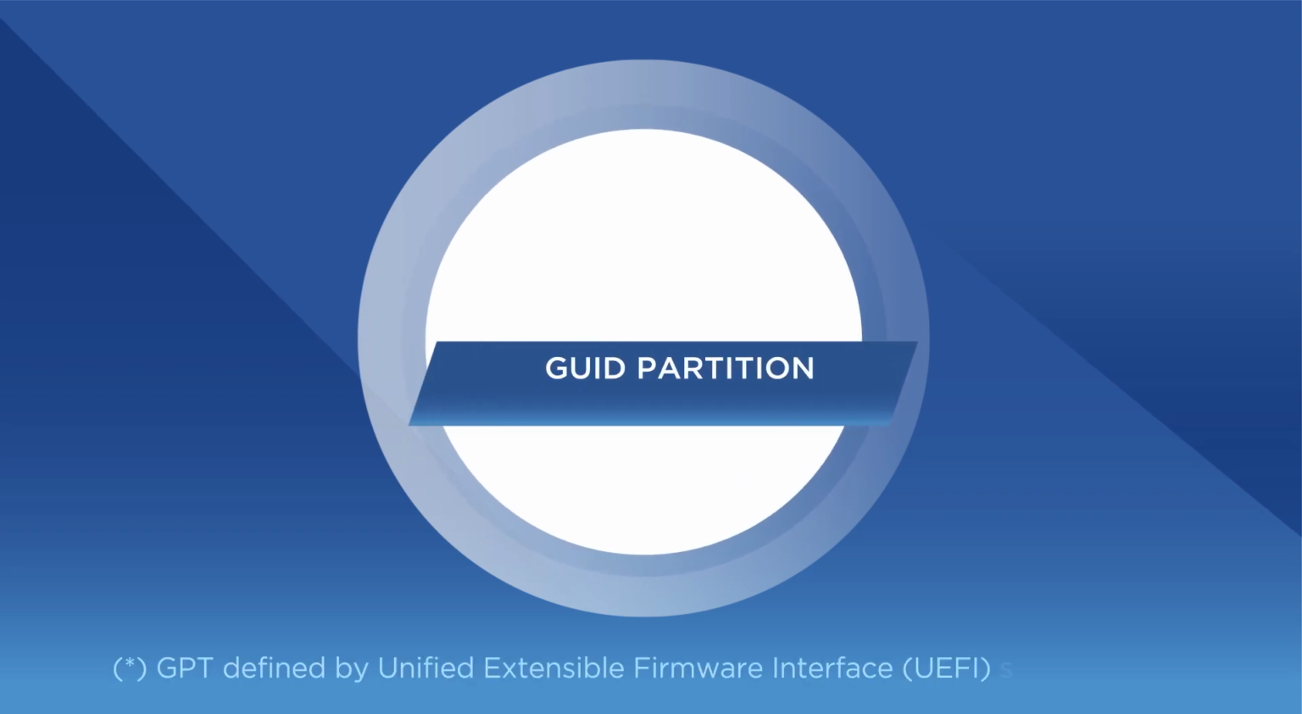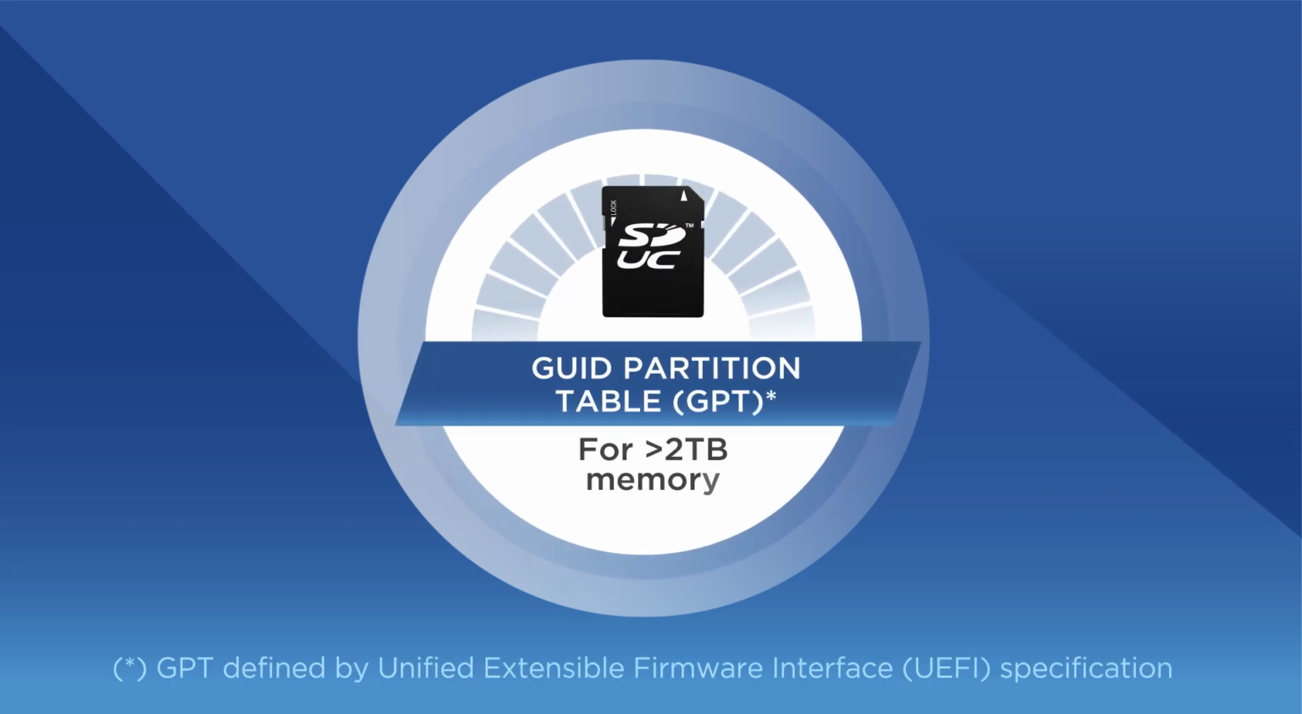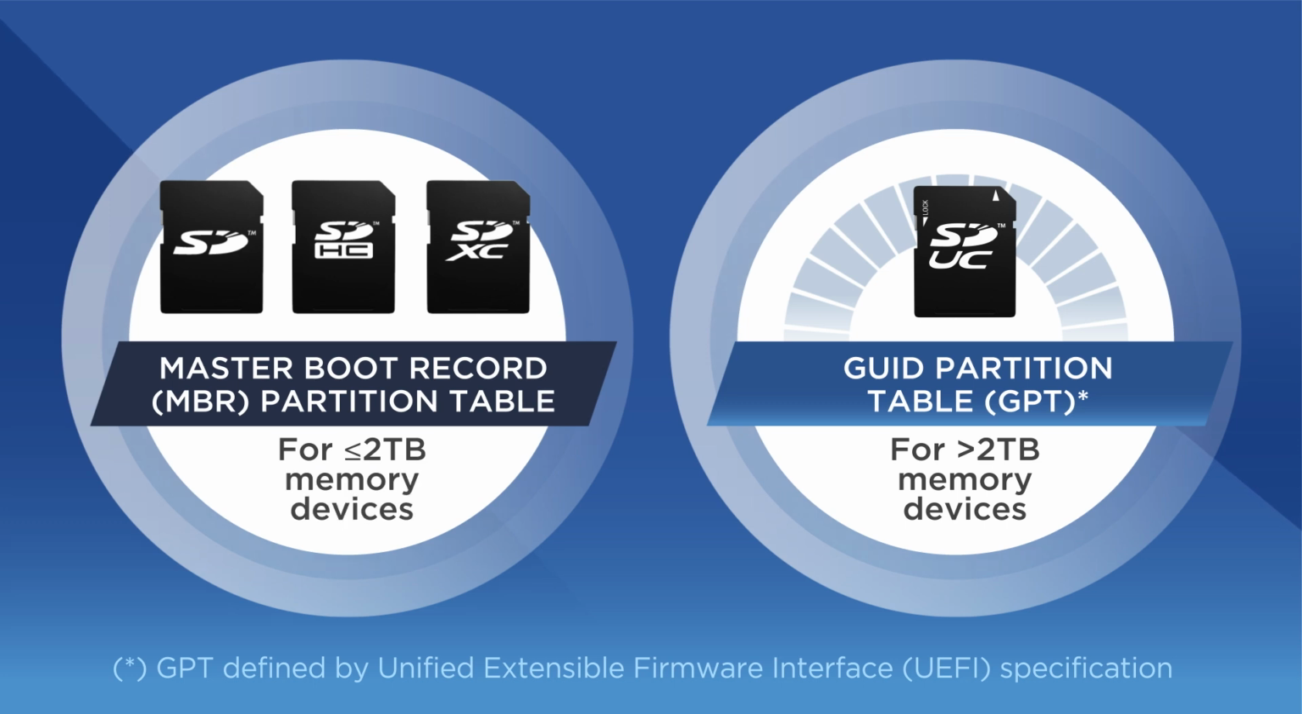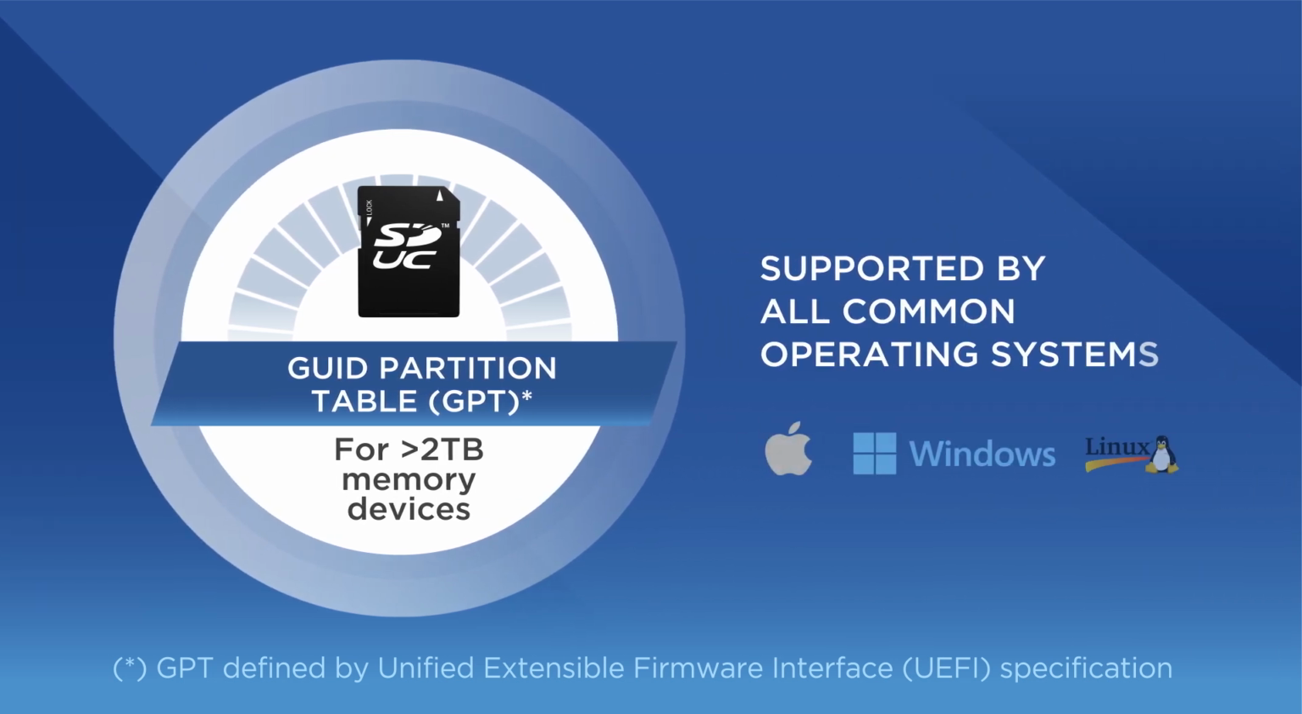To support SDUC, host devices need to support exFAT for mass storage above 2 terabytes using the GUID Partition Table named GPT, instead of the Master Boot Record Partition named MBR, used for memory devices up to and including 2 terabytes. GPT is commonly supported today by all common operating systems, such as Windows, macOS, and Linux for devices with storage capacities greater than 2 terabytes.